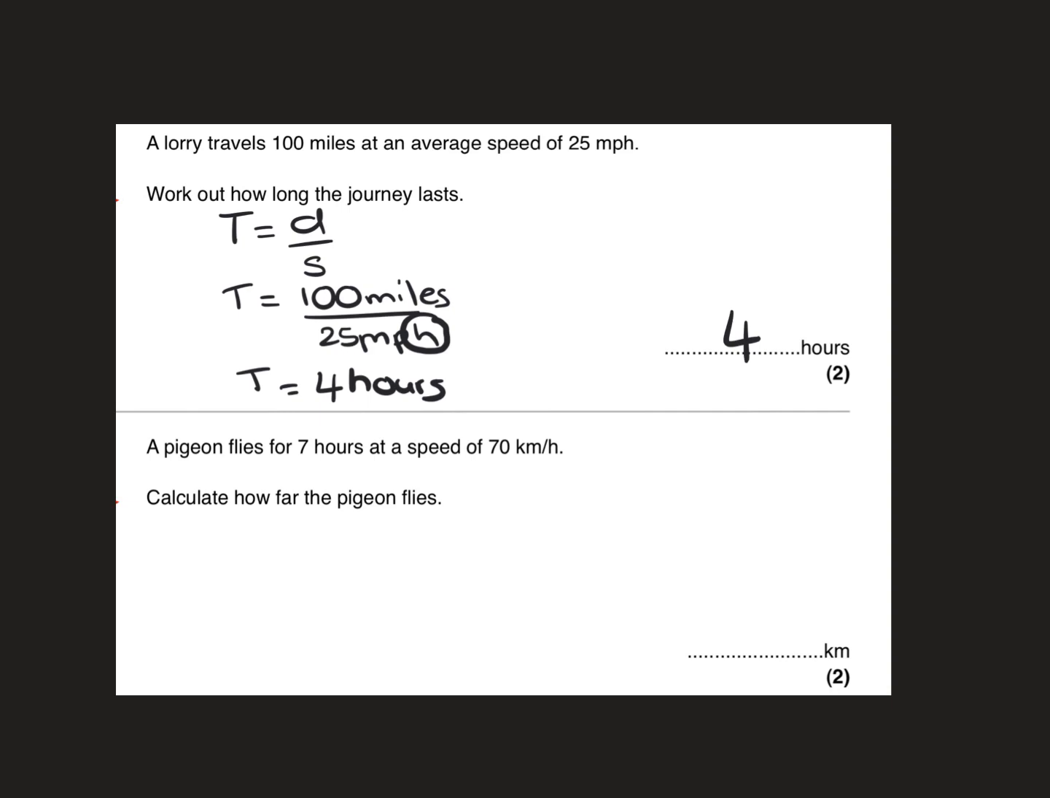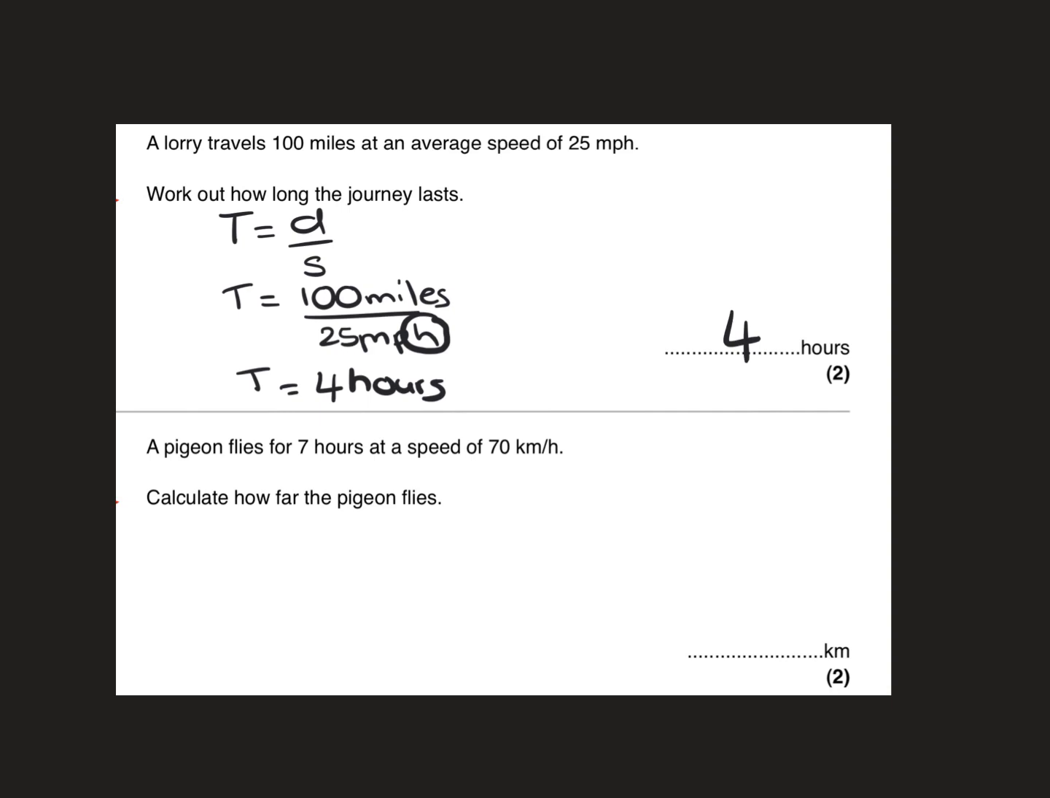Right, second example here, the second exam question we have is, a pigeon flies for 7 hours at a speed of 70 kilometres per hour. Calculate how far the pigeon flies. So again, if you want to pause the video and try this one on your own, go ahead, and then we'll go through it after.